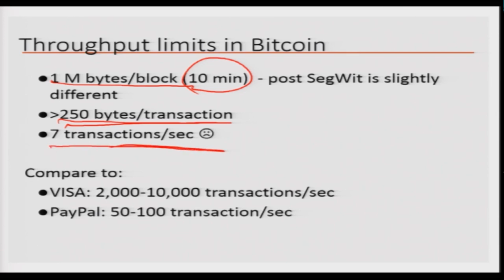If you compare this to Visa and MasterCard, they can do 2,000 to 10,000 transactions per second, and PayPal, for example, can do 50 to 100 transactions per second. So compared to that, the throughput is very small, which is a problem in using Bitcoin for real transactions.